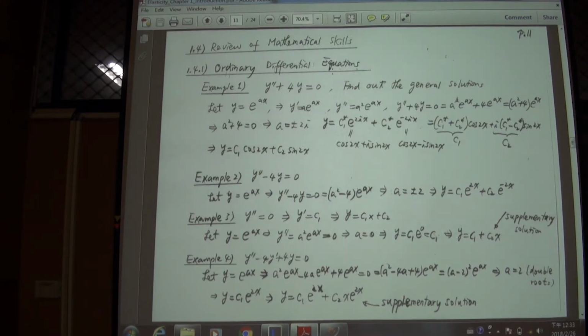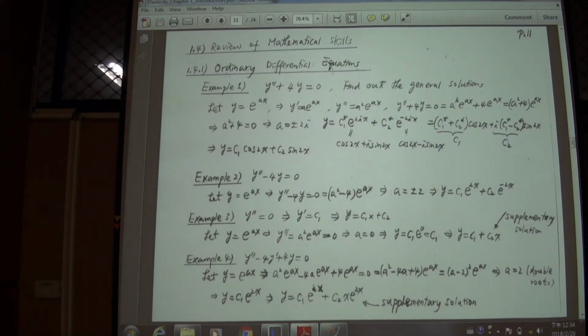Now, example 3. We have y double prime equals 0, which is a simpler equation. Before we had y double prime plus 4y, and y double prime minus 4y, but here we have only y double prime. We can integrate this equation: y double prime equals 0 means y prime equals a constant, and then y equals c1 x plus c2. It is an easy job.